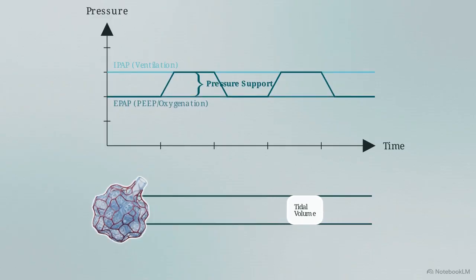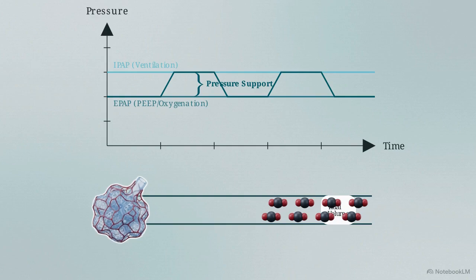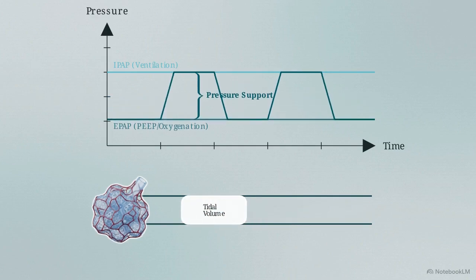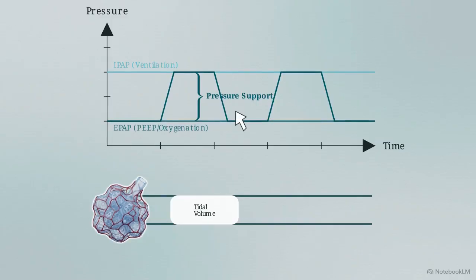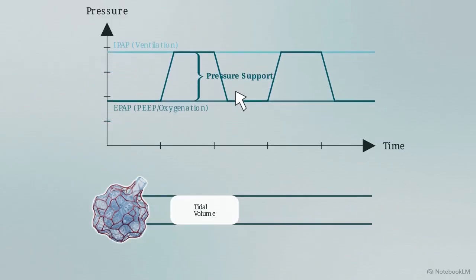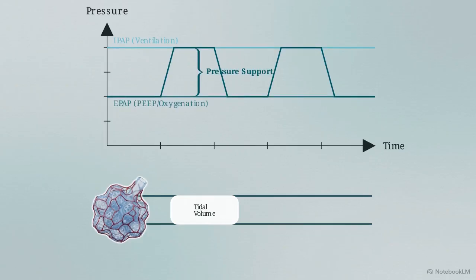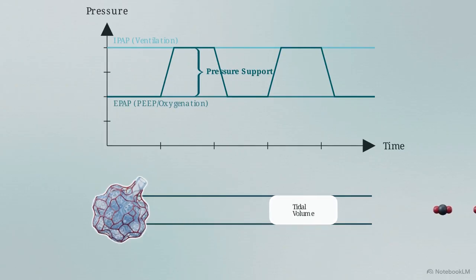This creates a common mechanical trap at the bedside. If a patient's oxygen drops and you raise the EPAP baseline without touching the IPAP peak, the pressure support bracket shrinks. You might recruit alveoli, but you have just reduced their tidal volume, meaning they will retain even more CO2. Operating a BiPAP requires moving both pressures in tandem. When you adjust the baseline for oxygenation, you must maintain the gap to preserve the machine's ventilatory power.